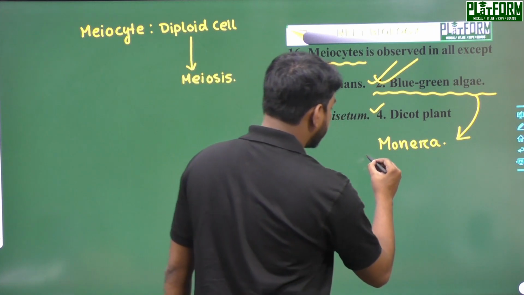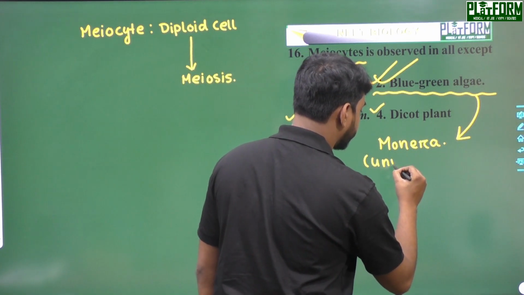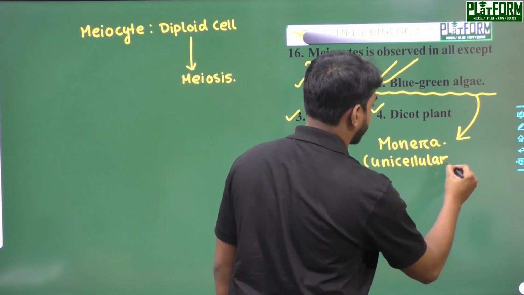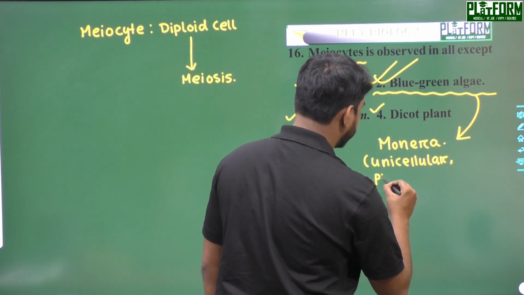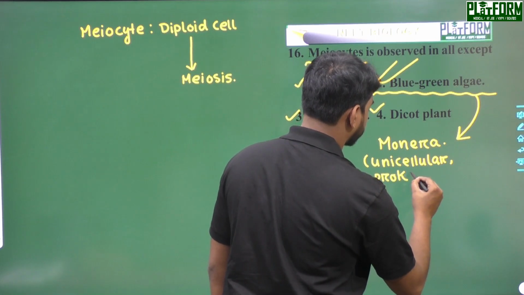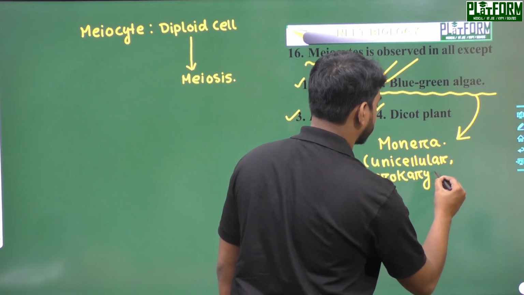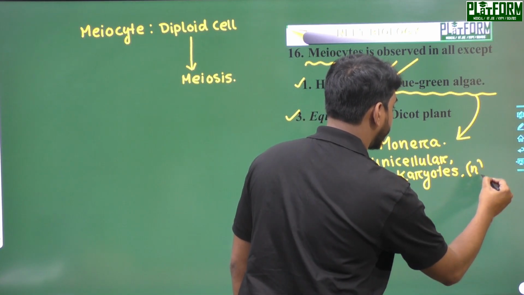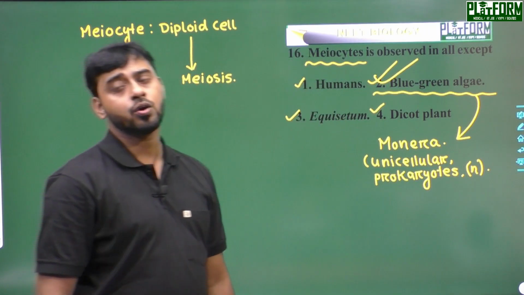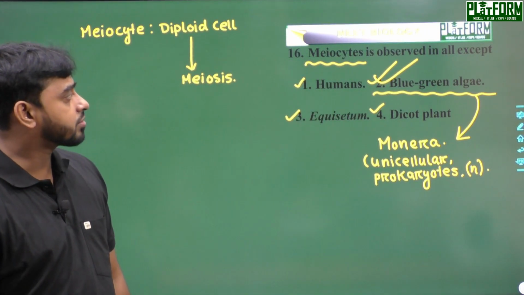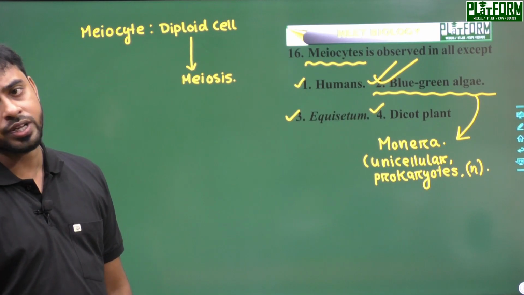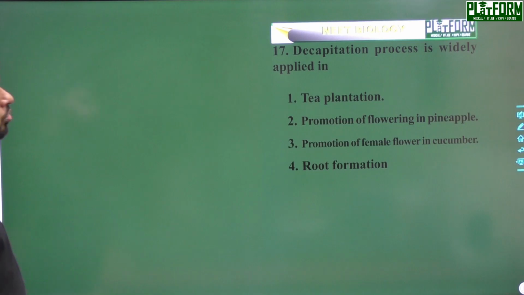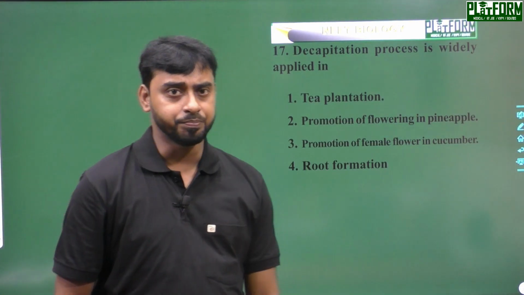This one is a unicellular, prokaryotic organism, and with haploid genetic configuration. So the correct answer will be the blue-green algae. Now move on to our next question.